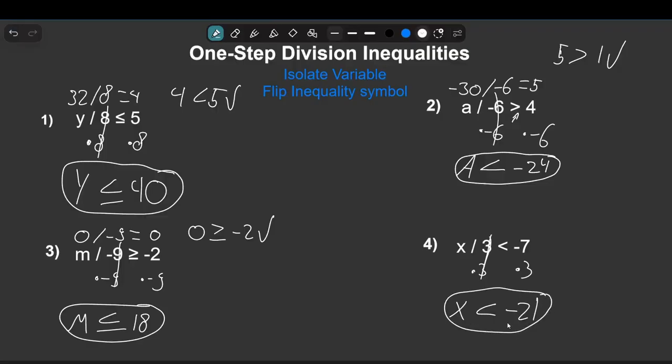Again, we're going to test this. Let's use minus 30. We use minus 30 divided by 3, which equals minus 10. We had to get a number less than minus 7, and we know that minus 10 is less than minus 7, so we know that our final answer of x is less than minus 21 is correct.